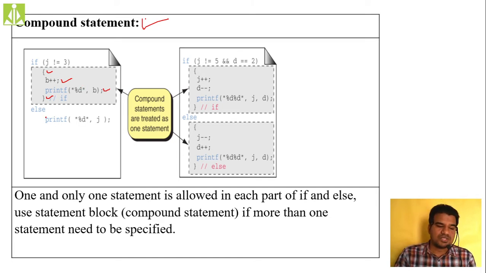Hopefully you understood. Here in else, as I have only one statement, I am not using any compound statement. But here, this is my true block and this is my false block. In both cases I have blocks of statements, so I am using curly brackets to make them compound statements.